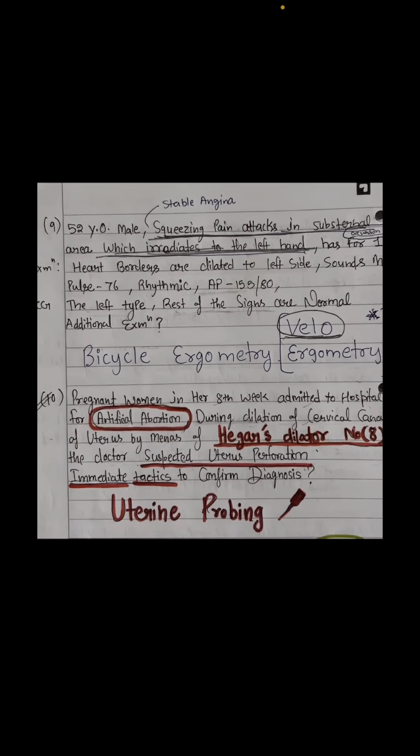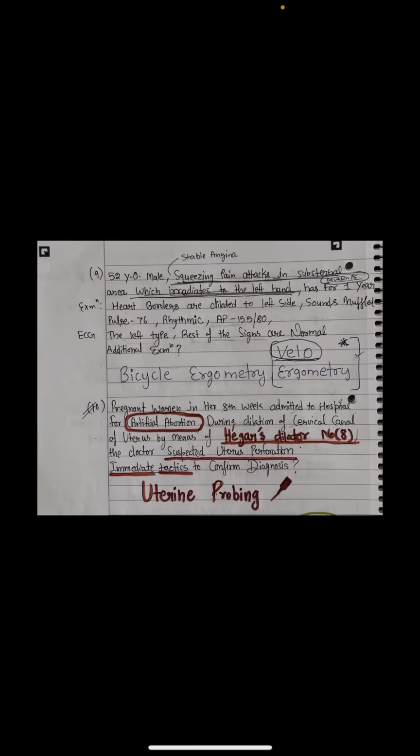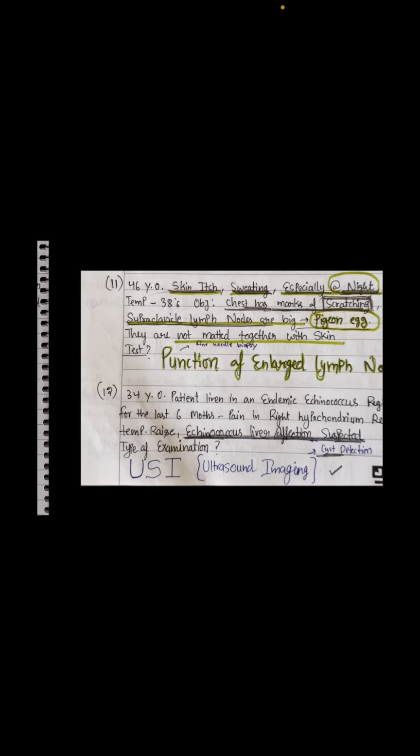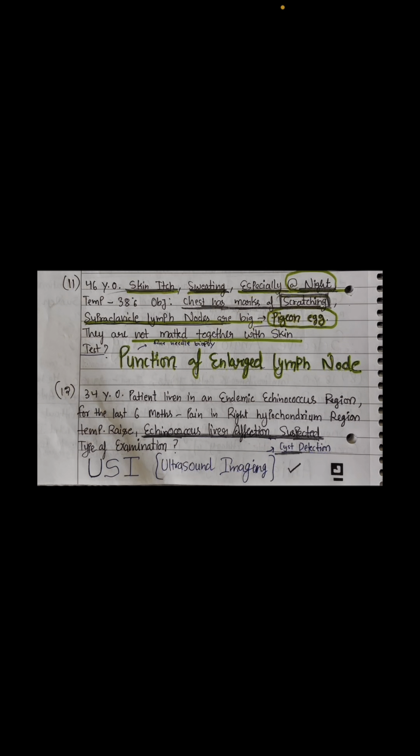So when the doctor suspects uterus perforation, they will insert a uterine probe which has a camera. After inserting it, it will show the uterus perforation very well. However, the question is incorrect, but let's make some sense of it. So let's go to the next patient.